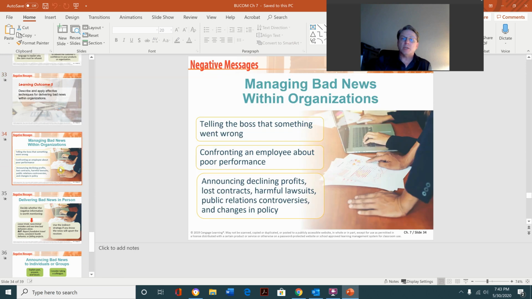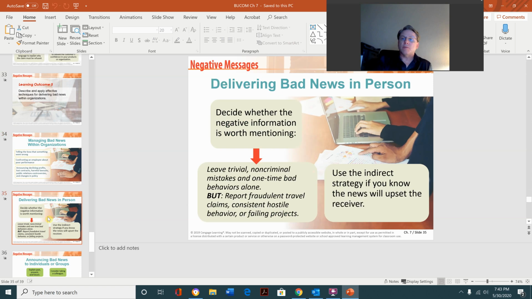Managing bad news within the organization: telling the boss that something went wrong, confronting the employee about poor performance, announcing declining profits, which is happening a lot now with layoffs and things like that because of the shutdown. This has to happen quite a bit. Delivering bad news in person, decide whether the negative information is worth mentioning.